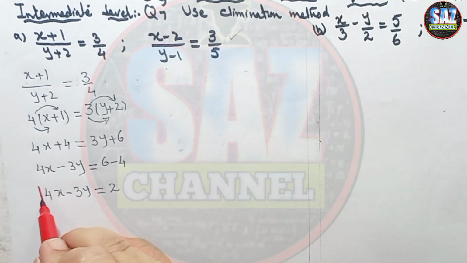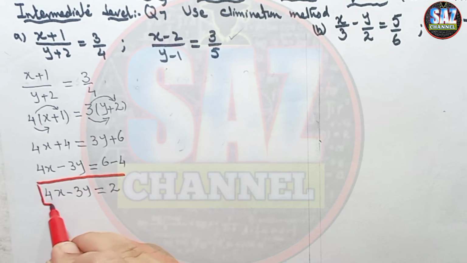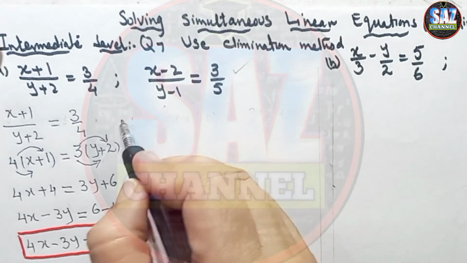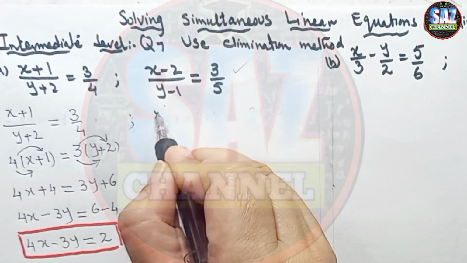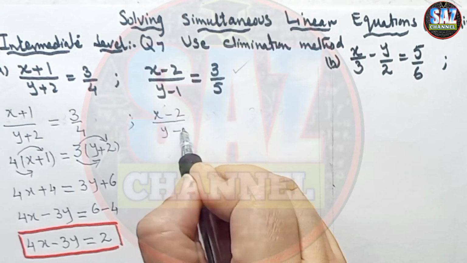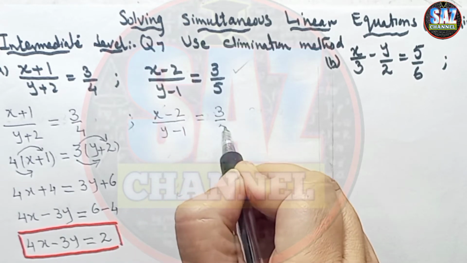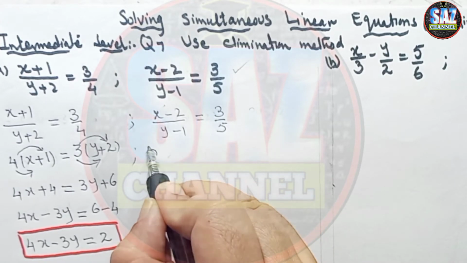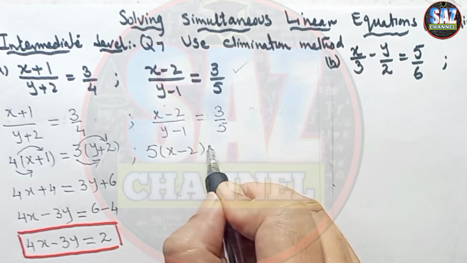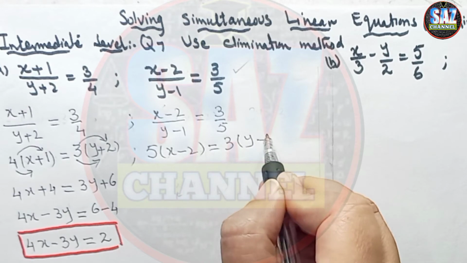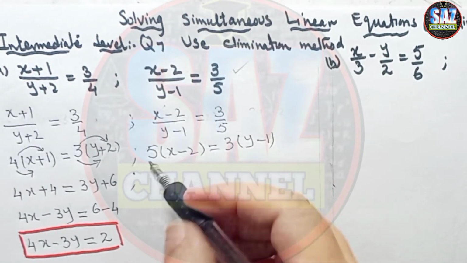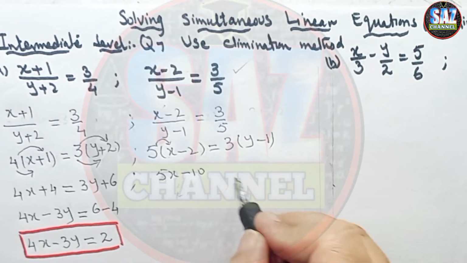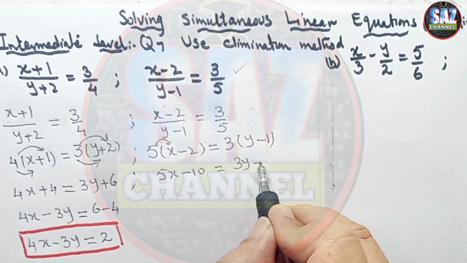Okay, and then after that I have to take the second equation, that is (x minus 2) upon (y minus 1) equals 3 by 5. Again go for cross multiplication, that 5 will be multiplied by (x minus 2) equals 3 into (y minus 1). Now this will become 5x minus 10 equals 3y minus 3.